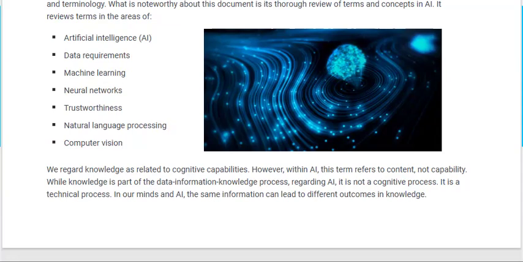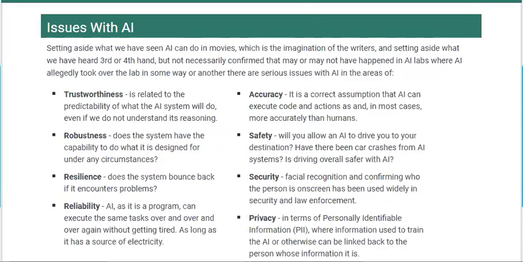Issues with AI. Setting aside what we have seen AI can do in movies, which is the imagination of the writers, and setting aside what we have heard third or fourth hand, but not necessarily confirmed, that may or may not have happened in AI labs where AI allegedly took over the lab in some way or another, there are serious issues with AI in the areas of trustworthiness. Trustworthiness is related to the predictability of what the AI system will do, even if we do not understand its reasoning.